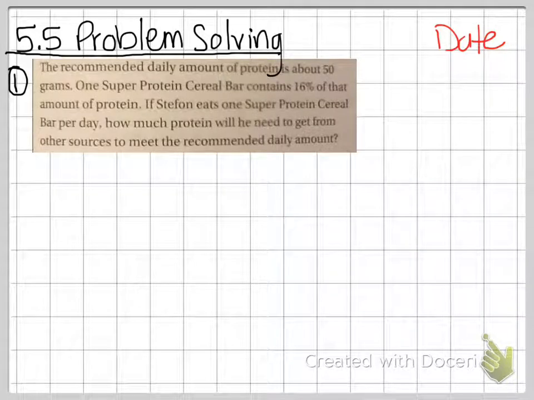In all of these examples, don't worry about writing down the problem. Just follow along and copy the work.